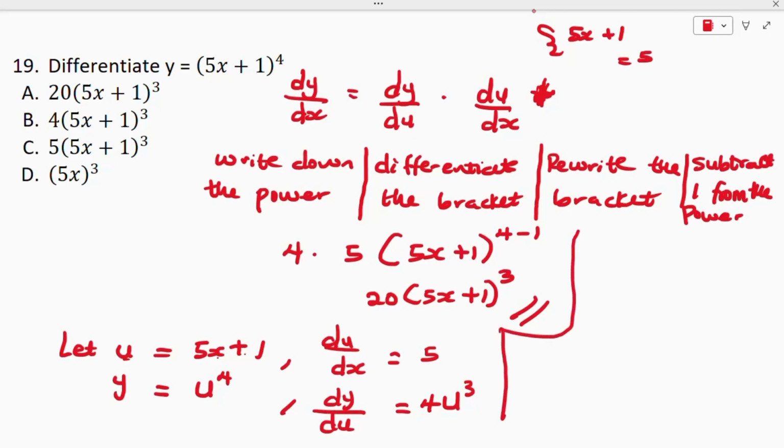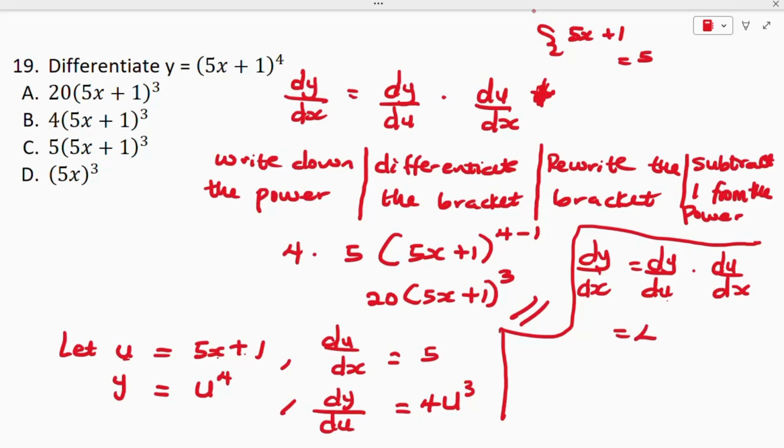So putting this into the equation dy/dx equals dy/du multiplied by du/dx, this equals dy/du, which is 4u raised to the power of 3, multiplied by du/dx, which is 5. That equals 4 multiplied by 5 is 20, and u is 5x plus 1, all raised to the power of 3. As you can see, we got the same answer using the second method and using the first method. So from this, our answer is A, which is the correct option. So let's go into question number 20.